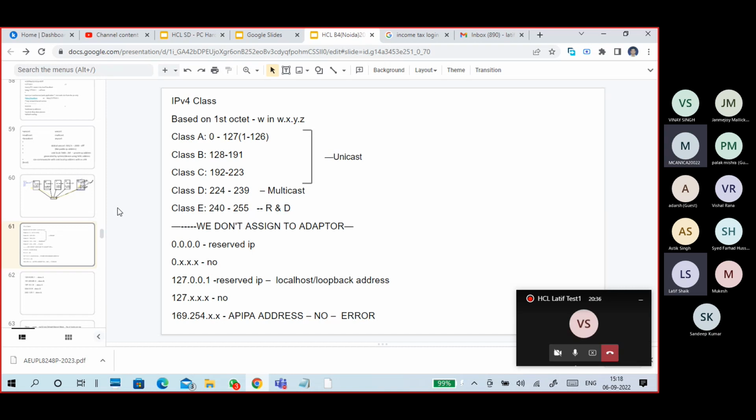But class A, class B, class C are unicast addresses. So the IP addresses from class A, class B, class C, except a few, we can mostly assign to any device. Of course, there is one more point that we will go through, that is called private and public IP addresses. So we'll see that one.